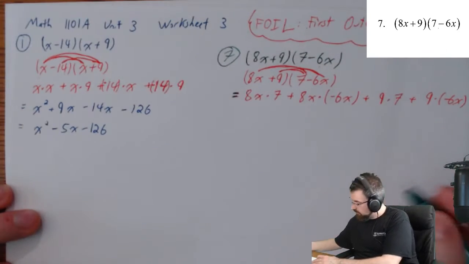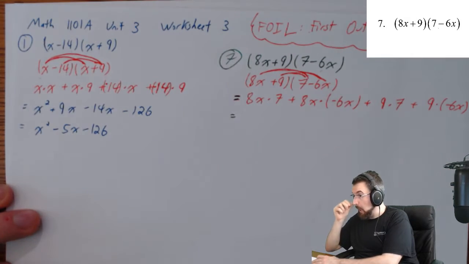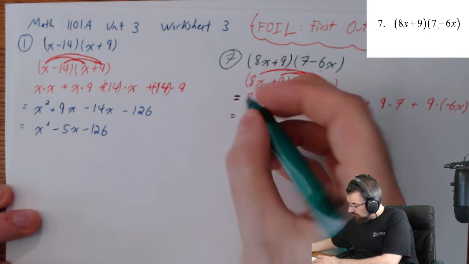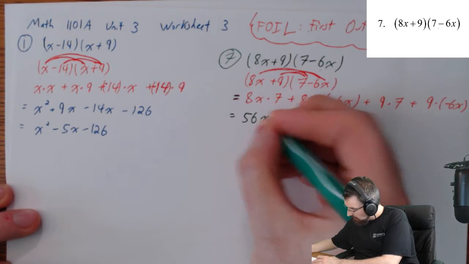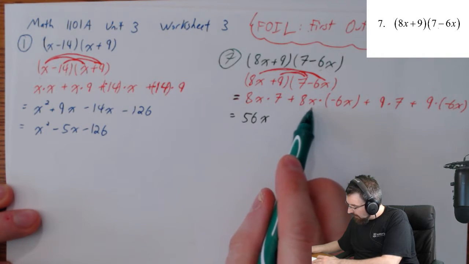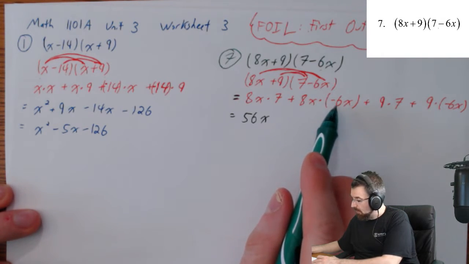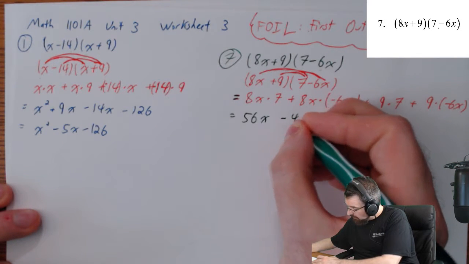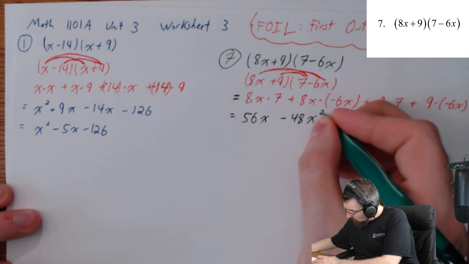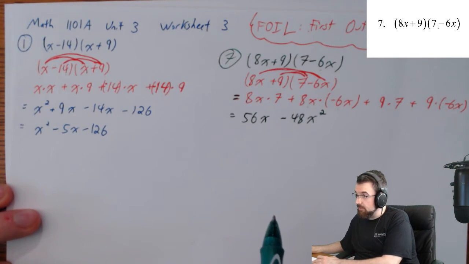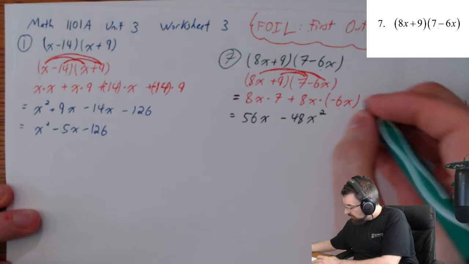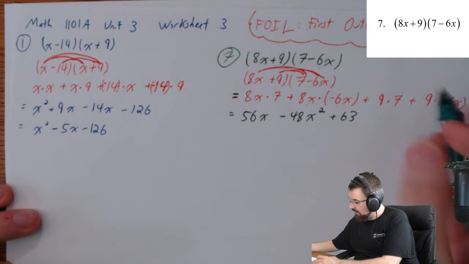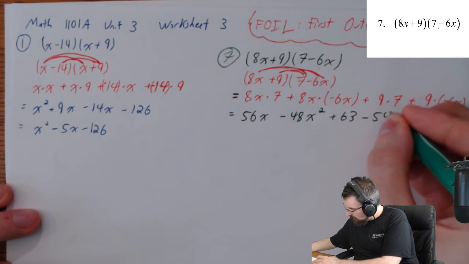Then the way we would often write it is we would go from this step straight to this one here. So 8 times 7 is going to be 56x. Plus 8x times negative 6x. Now 8 times 6 is 48, but this is negative, so this is going to be a minus 48x squared, because there's an x here and an x here. 9 times 7 is, of course, 63. This last one, 9 times negative 6x, is going to be a negative 54x.